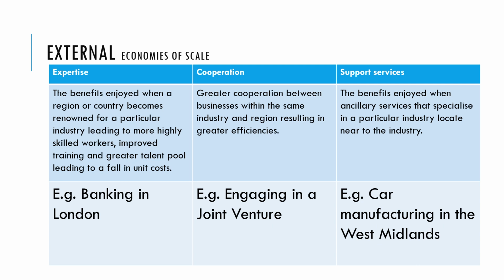And support services. If we base in an area that is well known for a particular industry, for example, the car industry, other businesses that support that industry will locate nearby. So for example, a tyre manufacturer might locate near a car manufacturer. And so we're going to benefit from the size of that industry in that area, and this will give us lower transport costs, bringing down overall costs.